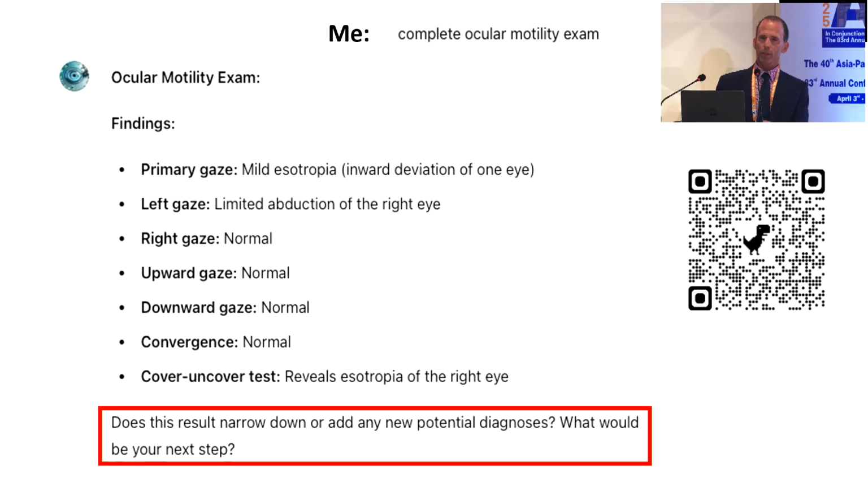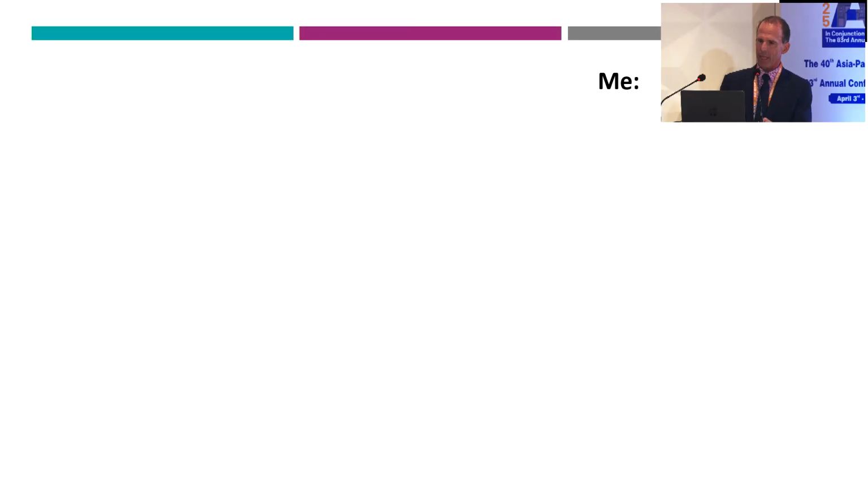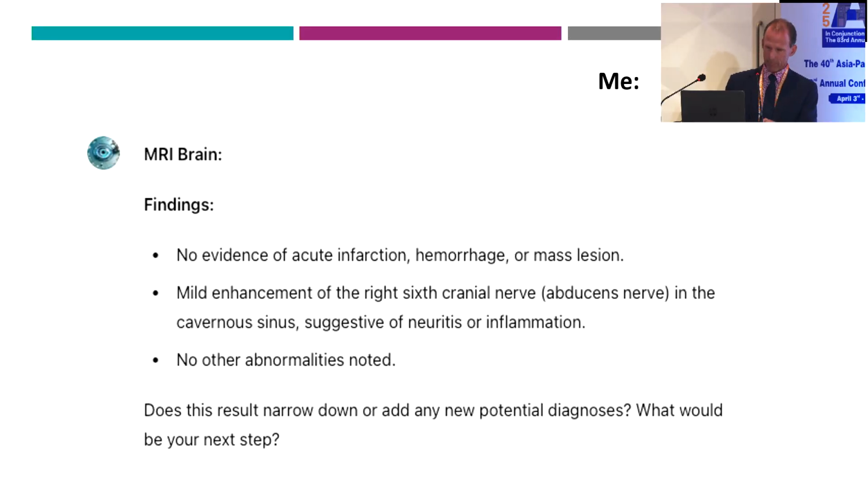So here's the relatively complete ocular motility exam for this chief complaint, and then the AI says, does this result narrow down or add any new potential diagnoses? What would be your next step? Me: MRI brain. Answer: here are the findings of the MRI brain. Does this result narrow down or add new diagnoses? What would be your next step?